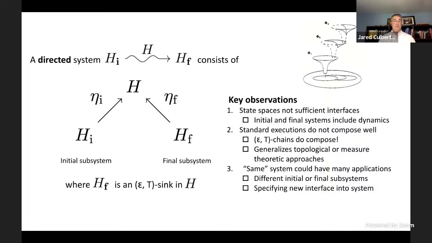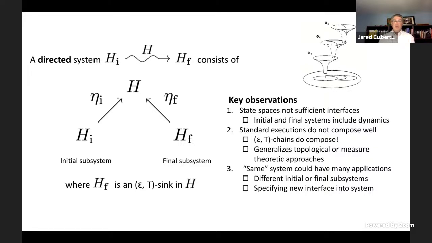And so the reason that the epsilon t chains are important is because standard hybrid executions don't compose well. You can get in a position where, if all of your executions go to, say, a single point, and that point happens to be a stationary point in the system you're composing with, then you're just stuck because you can't get away from that stationary point. And so the ability to jump allows you to compose these things in a useful way.